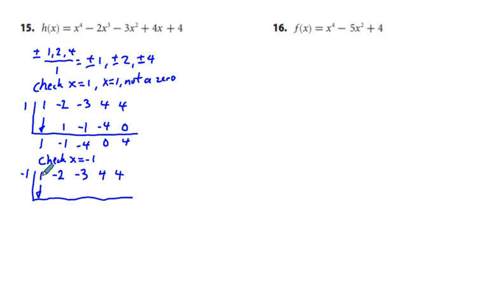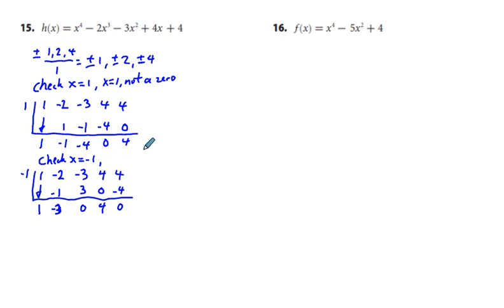Okay, same process. We bring down the 1. 1 times negative 1 is negative 1. Adding negative 2 and negative 1 together, we get negative 3. Negative 1 times negative 3 is 3. We get negative 3 plus 3 is 0. Negative 1 times 0 is 0. 4 plus 0 is 4. Negative 1 times 4 is negative 4. We have 0.